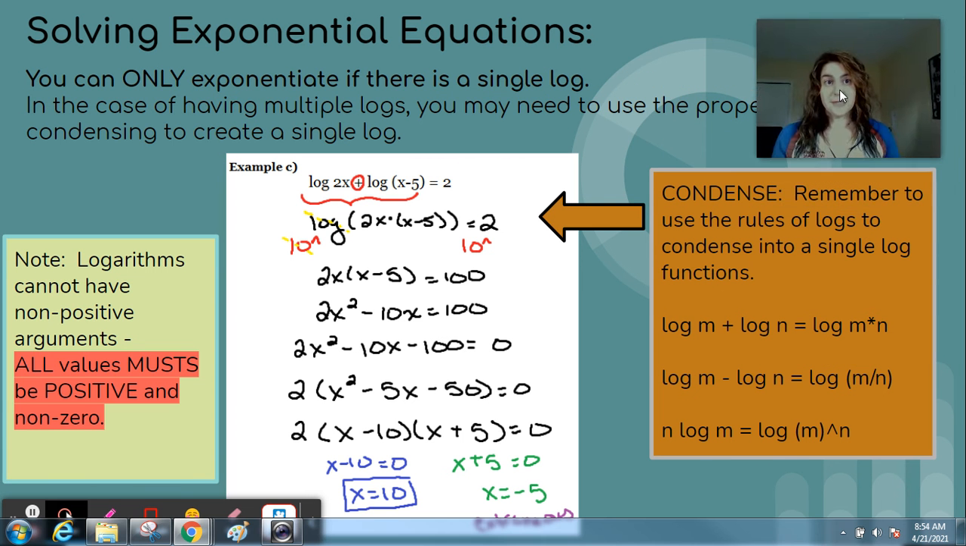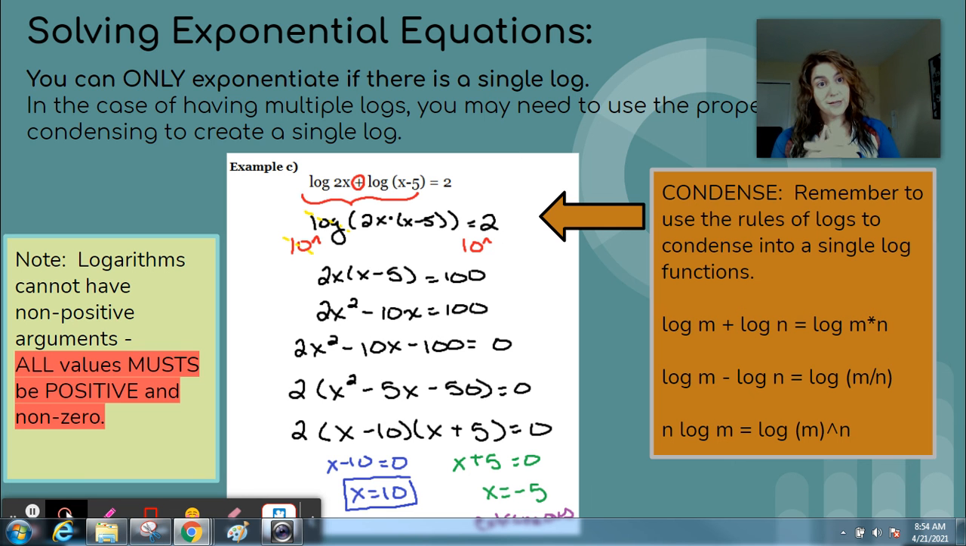So sometimes you also may need to combine logs. So if you can, bring your logs together, if they're on the same side, bring them together, use those properties that we looked at last week. So if it's an addition problem, we know that it was actually multiplication of the arguments. If it's a subtraction, we know it's a division of the arguments. Okay, and then the same rules apply. Once you get it down to one single log, you can then raise the power and work your way through it. And again, just a reminder, if there is no base, that is a base 10. So this log, I did have to raise to a power of 10 in order to get it to cancel out.